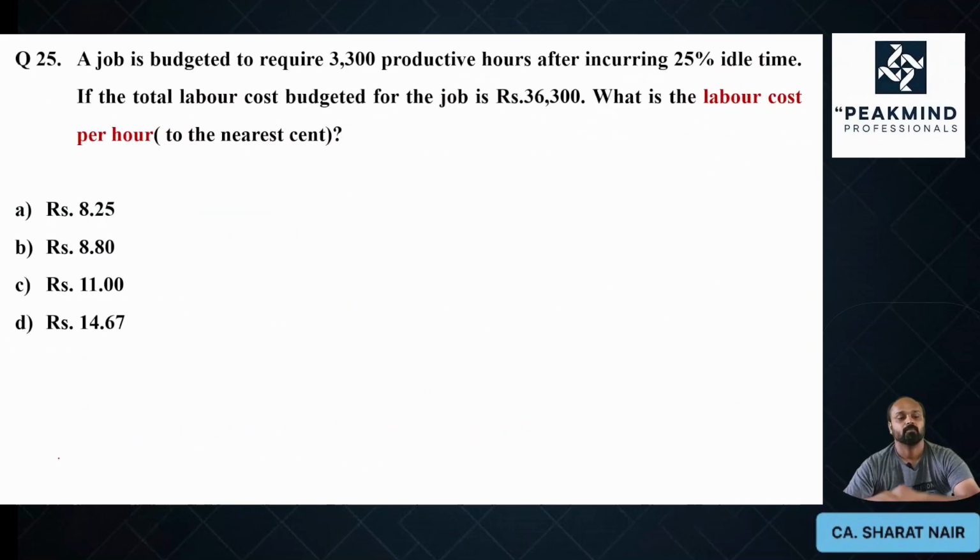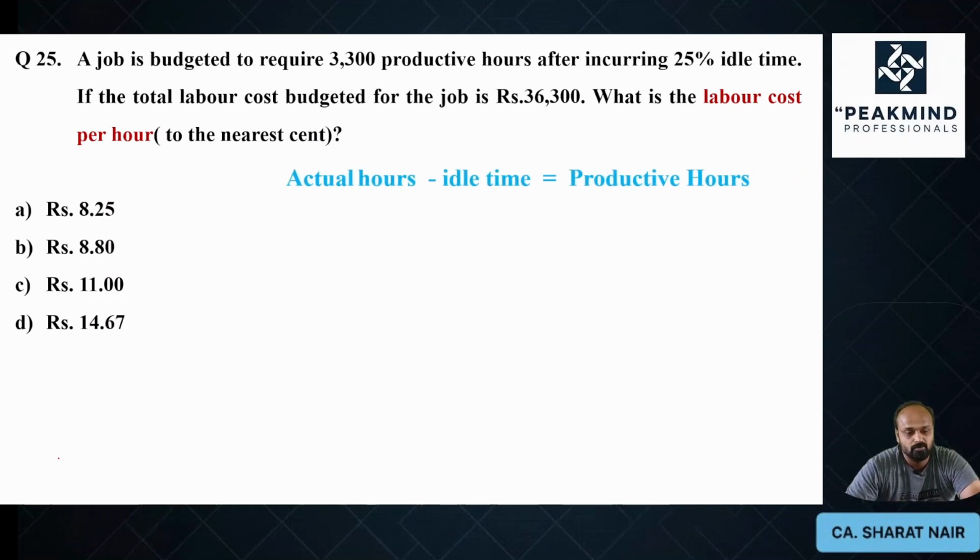Going further, a job is budgeted to require 3,300 productive hours after incurring 25% idle time. Please understand, 3,300 productive hours, they have worked after incurring 25% idle time. It means they have actually worked for more hours, but effectively they have worked for 3,300 hours. Now they have given us the total budgeted labor cost as 36,300. Now the question is what the labor cost per hour is.